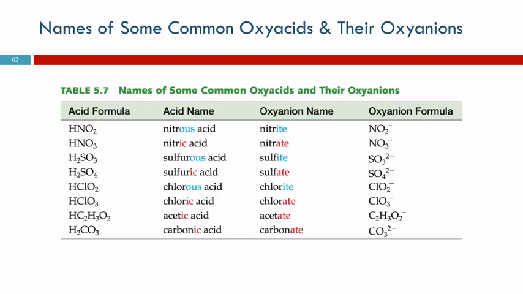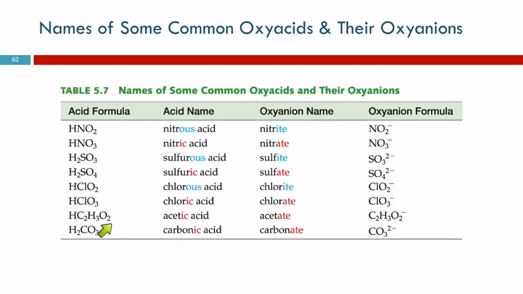So here is a table from your textbook showing examples here. Notice the pattern with all of these acids. They all start with H, and they all have oxygen in them. These are all oxyacids. Let's look at this one. This one's kind of messy.